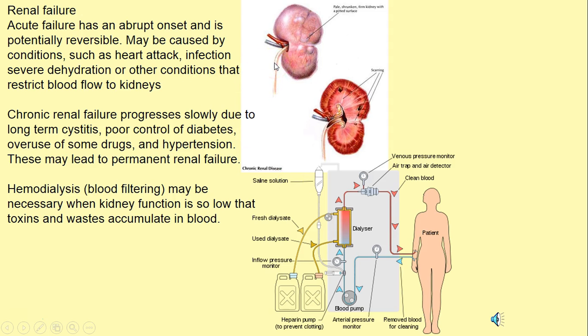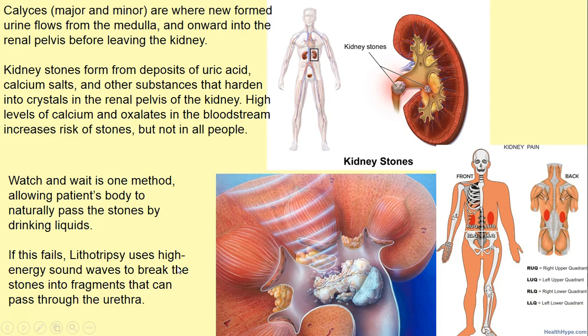We sometimes have renal failure, and if it's acute, even though it sounds terrible, it's often a good thing because usually it's a temporary condition caused by a heart attack or some kind of dehydration or infection that restricts blood flow to the kidneys. But chronic is what many people suffer from, chronic kidney disease. That progresses slowly due to cystitis, which is a urinary tract infection, poor control of diabetes, overuse of some drugs, just sometimes simple anti-inflammatories taken over a period of many years, or hypertension. It may lead to permanent failure, and then we go through hemodialysis, where the blood is filtered, doing the job that the kidneys normally do.